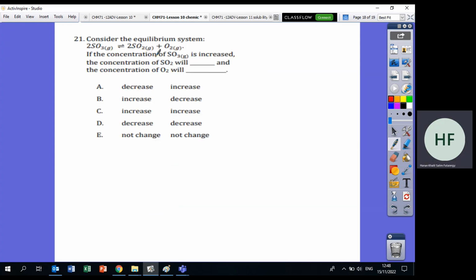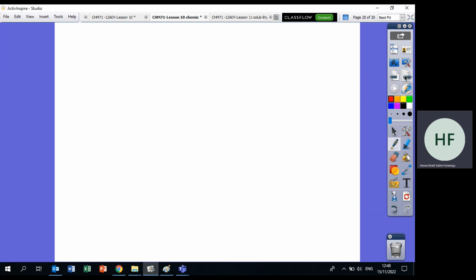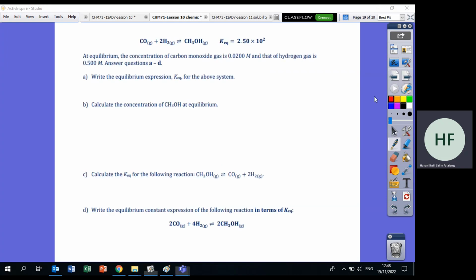Okay, another question. Consider the equilibrium system, if the concentration of SO3 is increased. Of course, when we add this one, the reaction will go this way. So these 2 will be more and this one will be less because I'm making more of this. So SO2 will increase and O2 will increase. Okay, time. Now this is the last question. Take 2 minutes to answer this question.